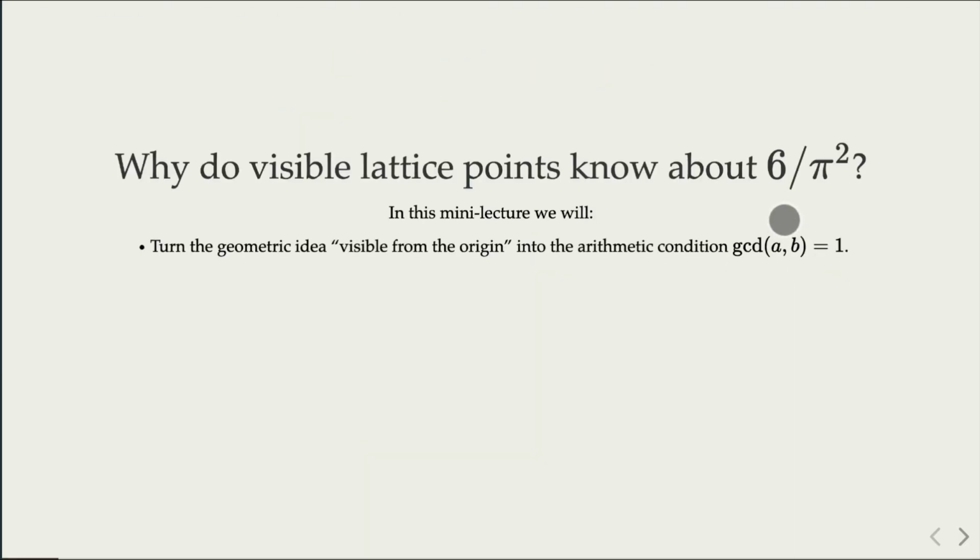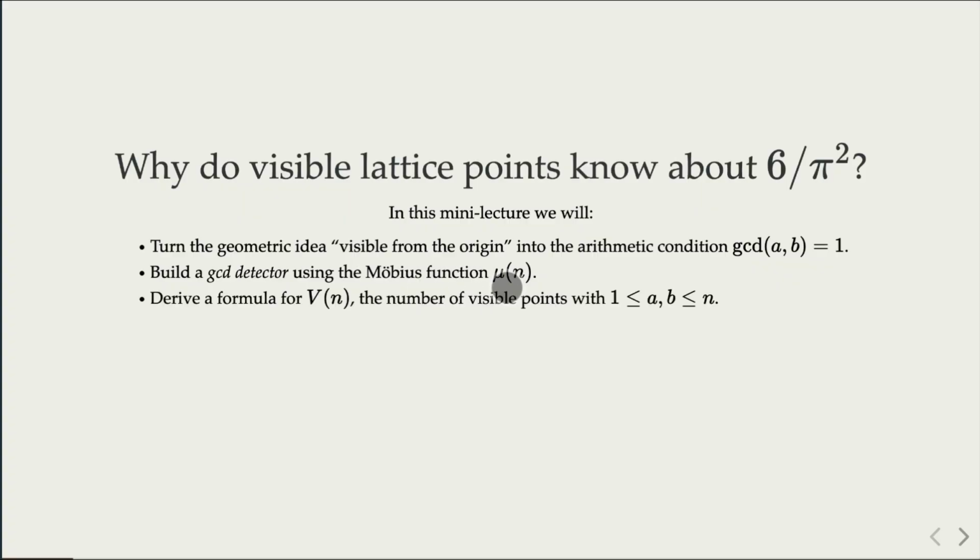Now, of course, we're going to talk about the 6 over pi squared. This magic constant appears in many different problems. We're going to look at the visible points and the relation with the GCD of two integers. And we're going to say what the gcd-detector is through the Möbius function mu. And we're going to calculate V_n, which is the number of visible points within the range from 1 through n, where n is an integer.